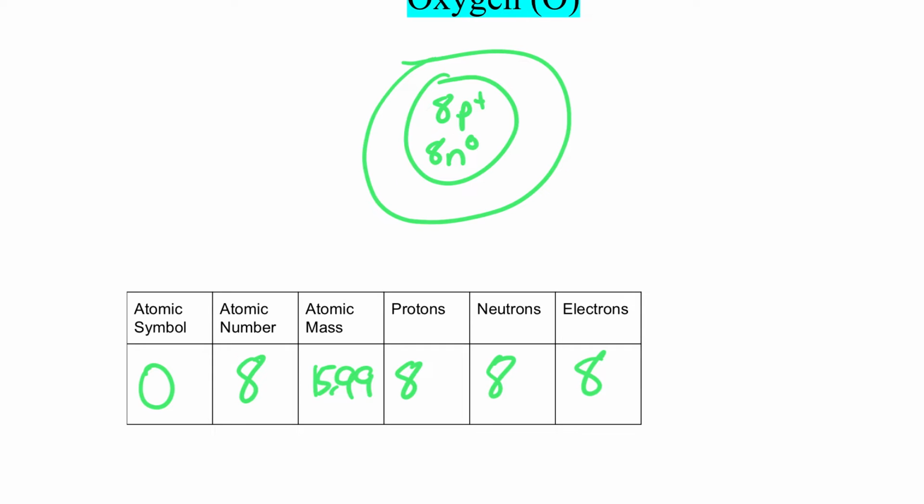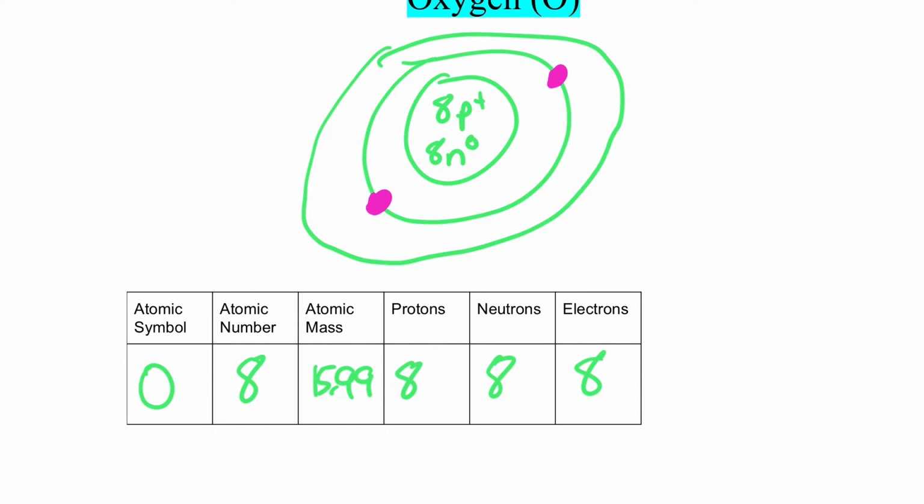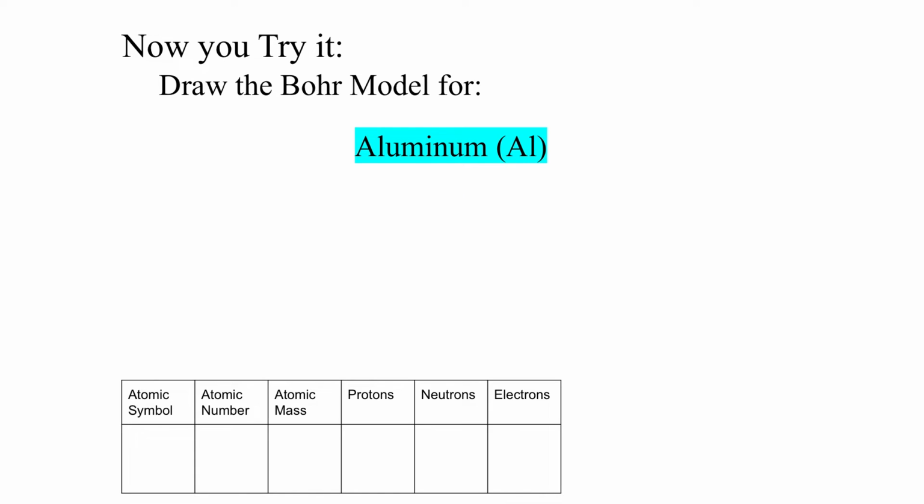Then I'm going to draw my first energy level. And then I'm going to change the color. So then I put 2 electrons in my first energy level. Then because oxygen has 8 total electrons, we put 2 in that first energy level, we have 6 electrons left. So now I have 1, 2, 3, 4, 5, 6. And there is a total of 8 because 6 plus 2 is 8. And that would be the Bohr model for oxygen. Now you try the Bohr model for aluminum.